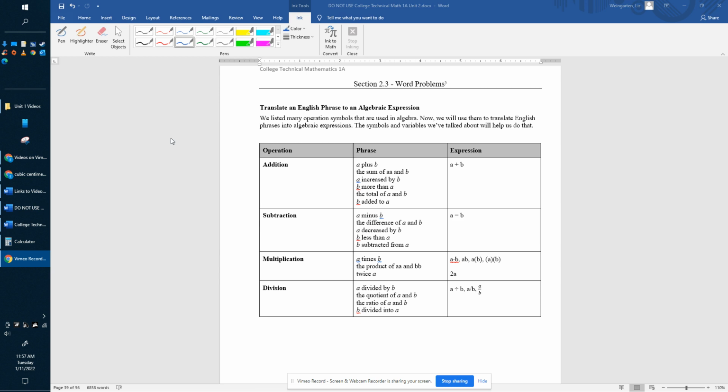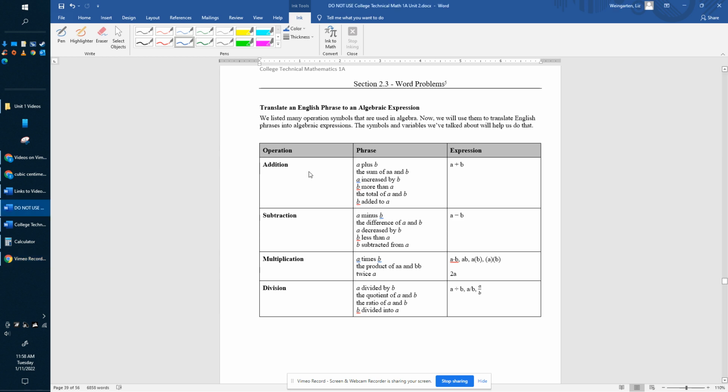This table is not comprehensive. That means that I do not have every single possible phrase that could be translated to algebra listed here. So there are some that you're just going to have to think about, but hopefully this will help guide you. So go ahead and take a moment to read through this, and we will move on to the next section. Hit pause in the video if you need to, and we'll move on.